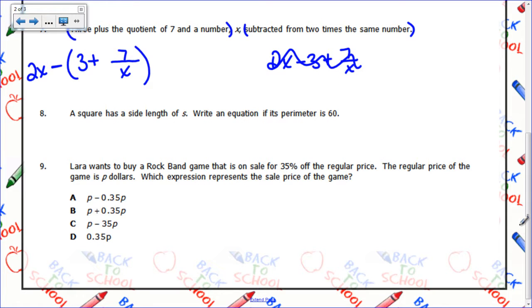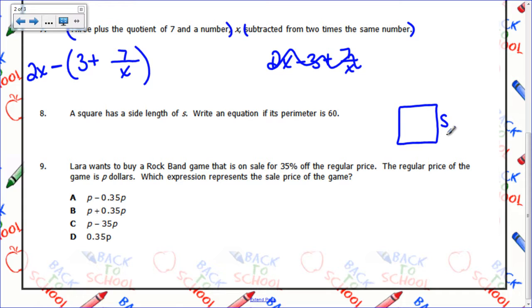So number 8, a square has a side length of s. Write an equation if its perimeter is 60. Well, again, I'm going to draw a picture. I have a square. Each length of this side of this square is s. And since it's a square, I know they're all the same.